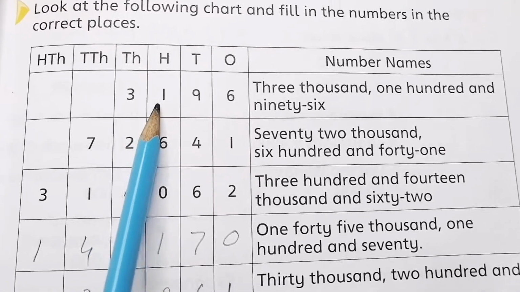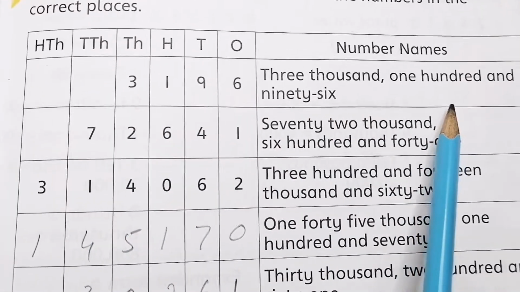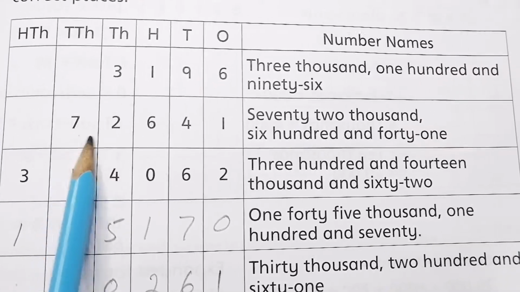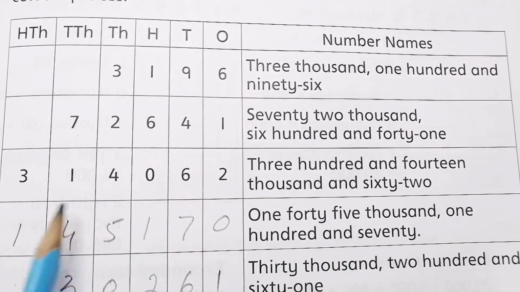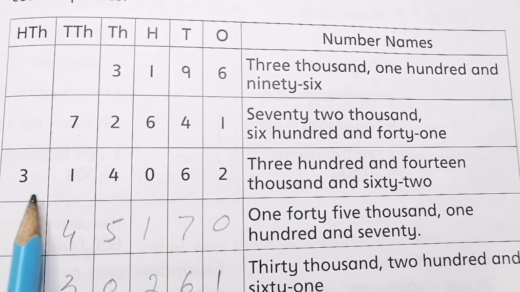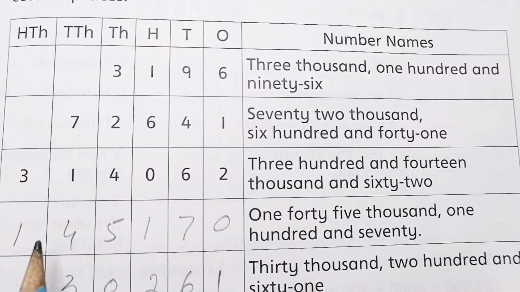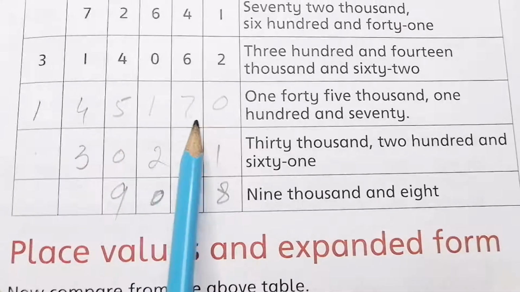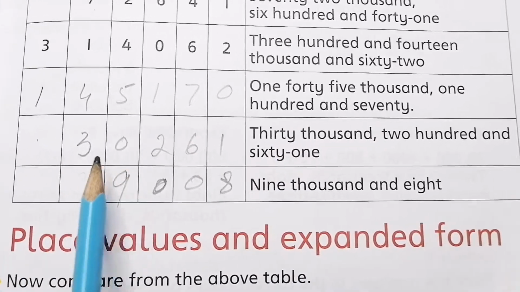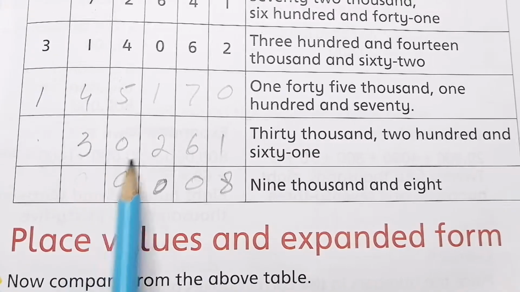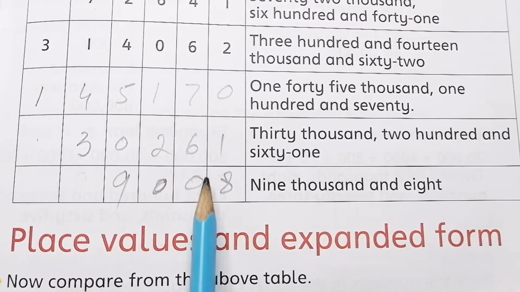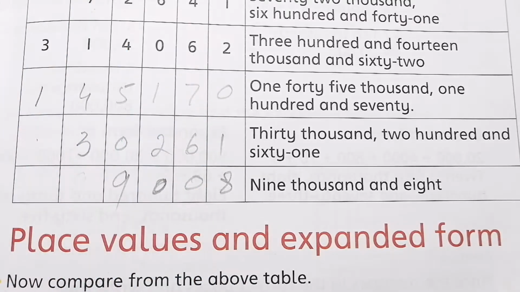So this is 3,196. So we'll write in words also. This is 72,641, right? So this is 314,062. This is 145,170. So this is 30,261. This is 9,008. So you must know how to write numbers in the place value chart.